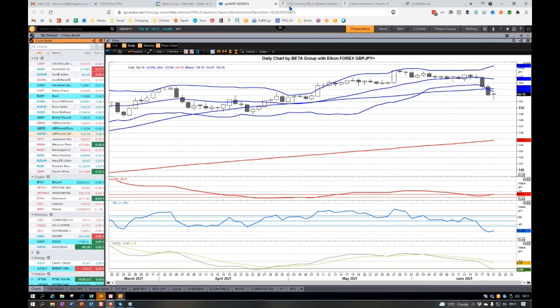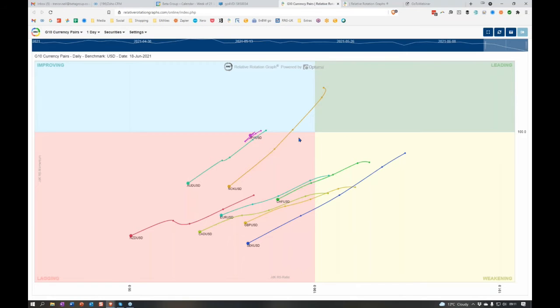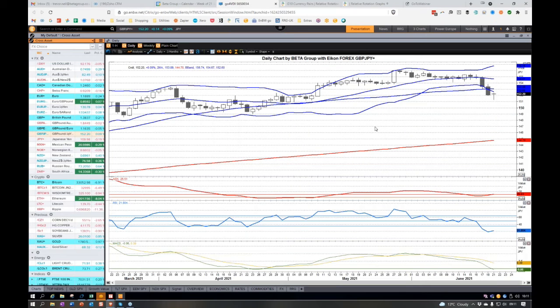Let me just show you that there. So here it is, just left here. So it's very highly correlated with the US dollar itself. So it's an alternative, slightly weaker than the US dollar. But now the pound is also weaker than the US dollar.